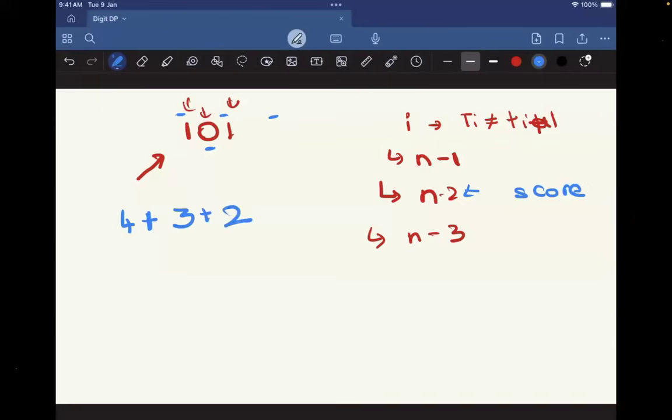Yes? And now if I remove another one, you can see my score increases by 1. I remove another one, my score increases by 0. Okay. So what is this, guys? This is 4 plus 3 plus 2 plus 1, which is nothing but 10.